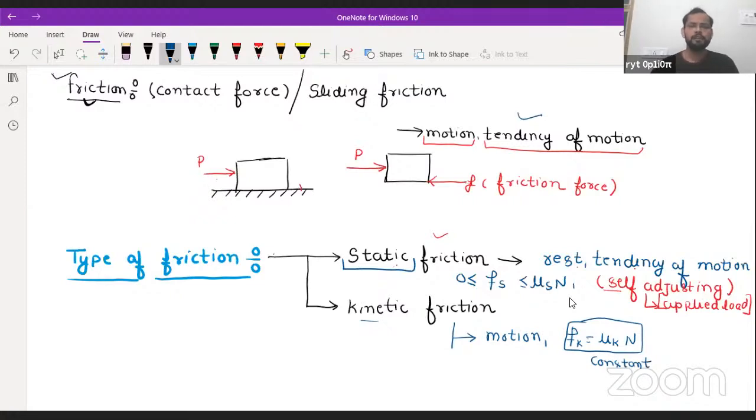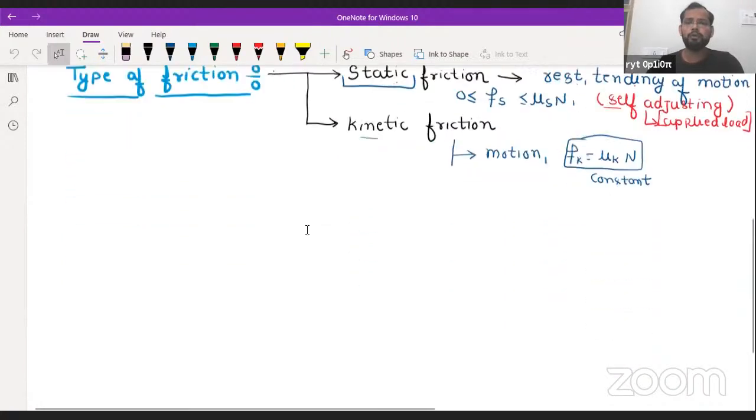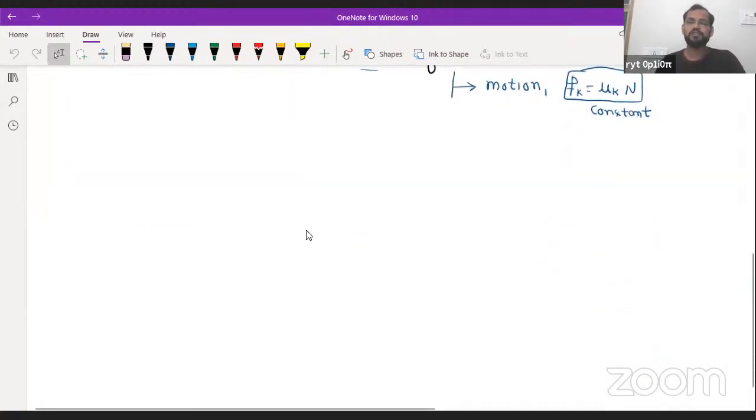Is it okay? I hope this concept of friction is clear to all of you. If you are facing any problem with the concept of friction, then you can ask your doubt in the comment box. Okay, so the concept of friction is over here. Now we will discuss the rolling friction.